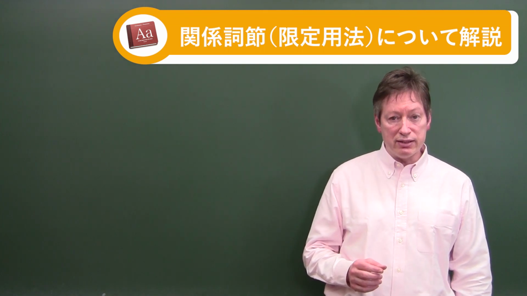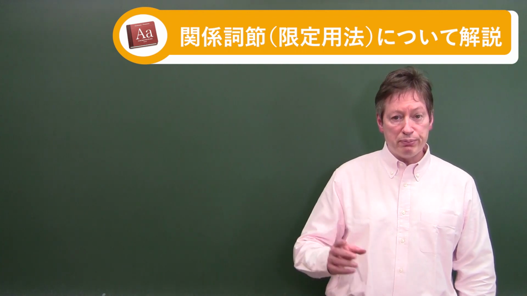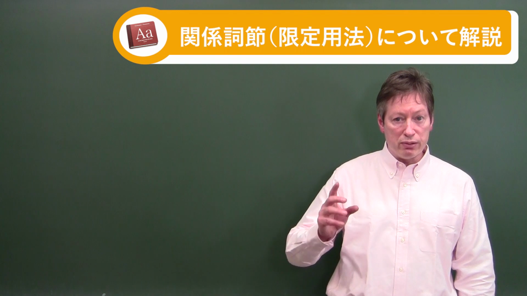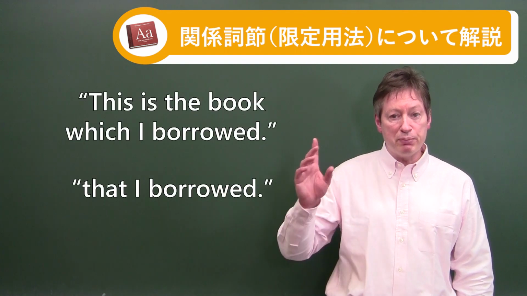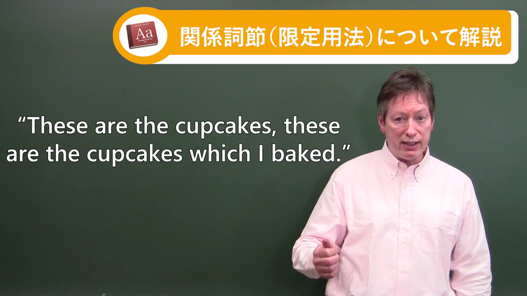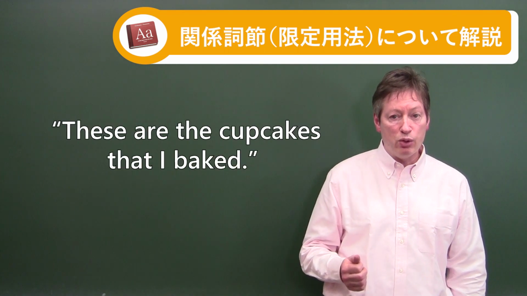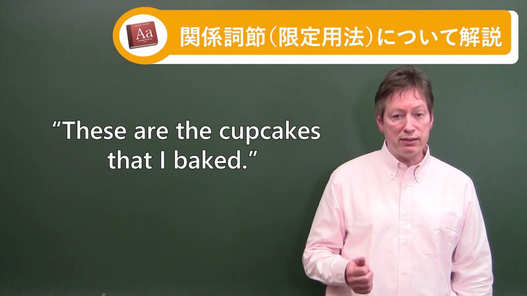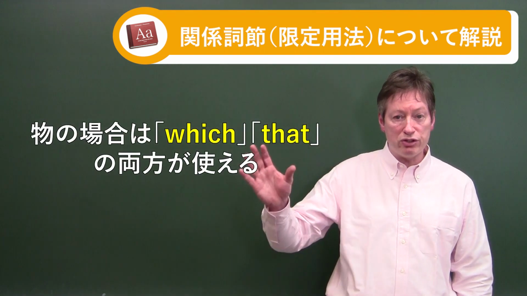The next sentence is using who, and also that is possible. Actually, before that, because I glanced over the notes I had written, I just want to use it in a plural form too. So this is the book which I borrowed, or that I borrowed, and these are the cupcakes. I love cupcakes. These are the cupcakes which I baked, or these are the cupcakes that I baked. And two sentences there with a thing, like a book or cupcakes, using which or that.